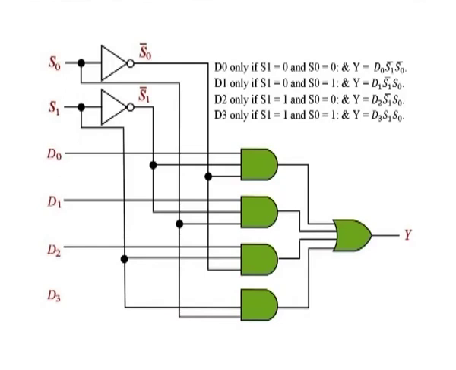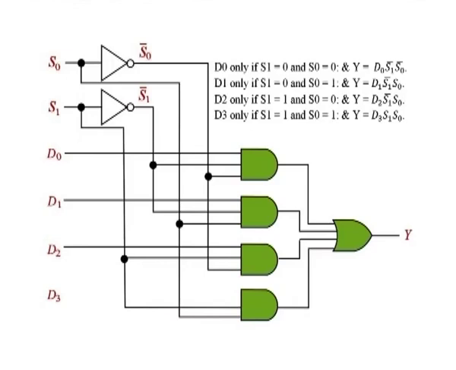The data output is equal to D1 only if S1 is equal to 0 and S0 is equal to 1 and the output becomes D1 S1 bar S0. The data output is equal to D2 only if S1 is equal to 1 and S0 is equal to 0. Therefore, the Y output becomes D2 S1 S0 bar. The data output is equal to D3 only if S1 is equal to 1 and S0 is equal to 1 and Y is equal to D3 S1 S0.